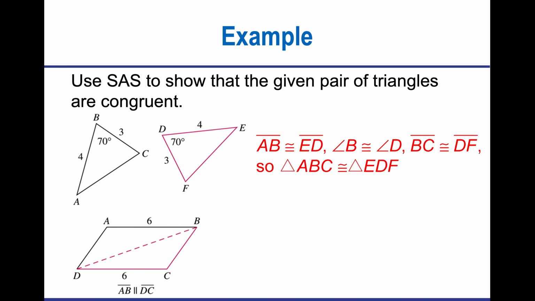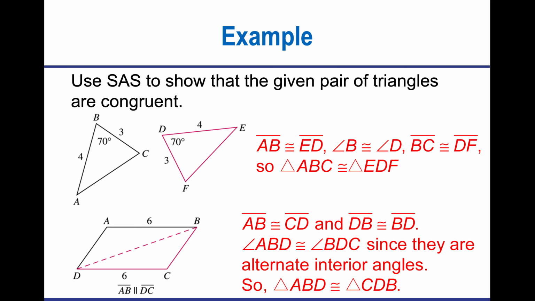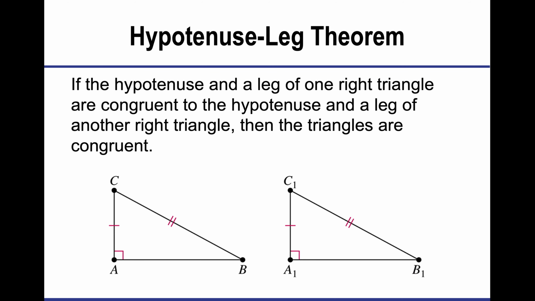Notice how that 70 degrees is between the two known sides. It has to be between the two known sides, otherwise you cannot use the congruence statement. Here in the second one, we know that they share that middle side, and we know if they're parallel that they have alternate interior angles that are going to be congruent.